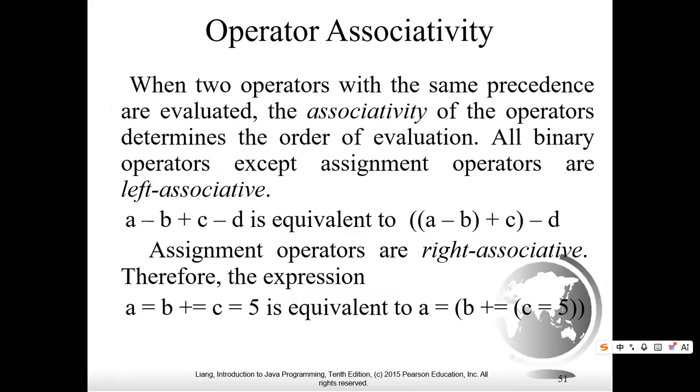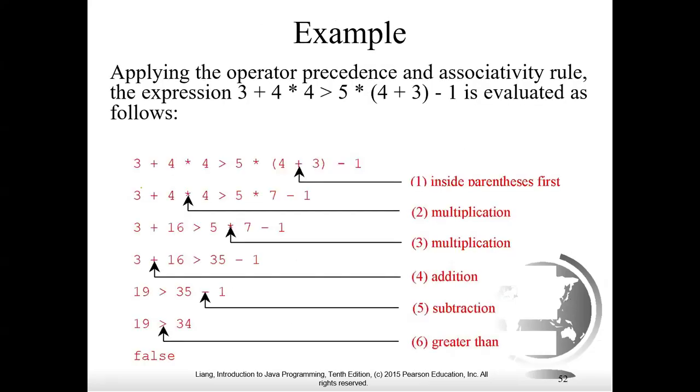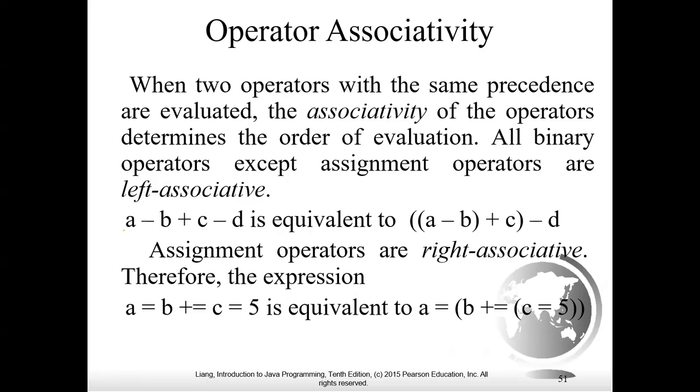And what is the operator associativity? When two operators with the same precedence are evaluated, the associativity of the operators determines the order of the evaluation, and all binary operators except assignment operators are left associative. That means here, we calculate A minus B first, and then we use the result to plus C, and we do everything from the left to the right. That is left associative.